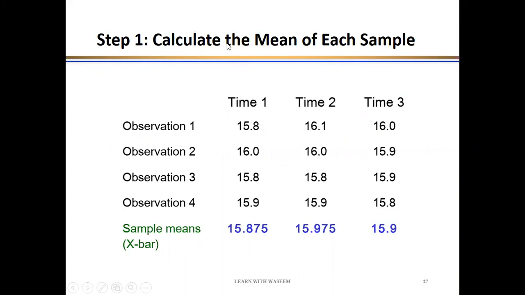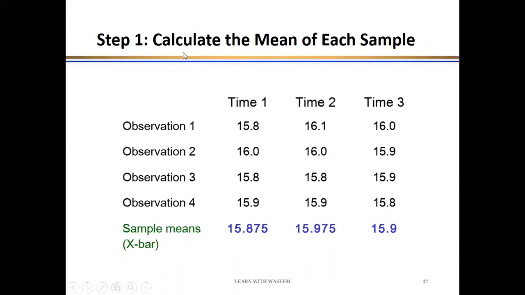For the first one, step 1 is to calculate the mean of each sample. Mean means the average of each sample. Here for column 1, what does this table represent? For observation 1 at time 1 the value was 15.8. For observation 1 at time 2 we had the value of 16.1, and for observation 1 at time 3 we have a value of 16.0, and similarly for observations 2, 3, and 4.